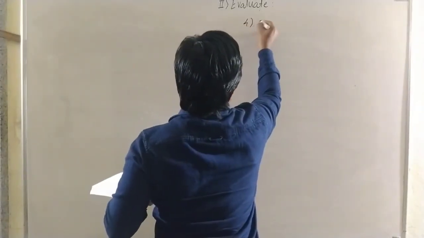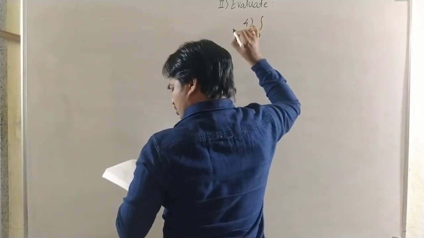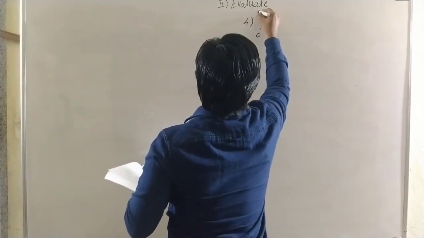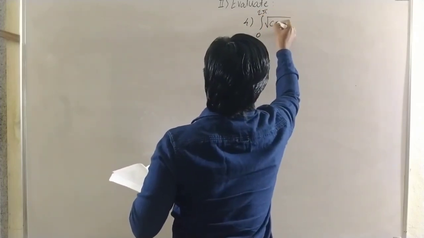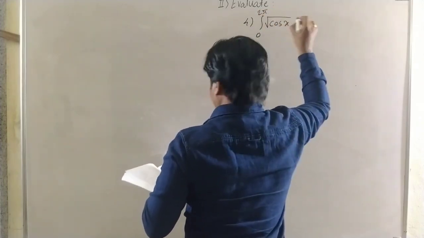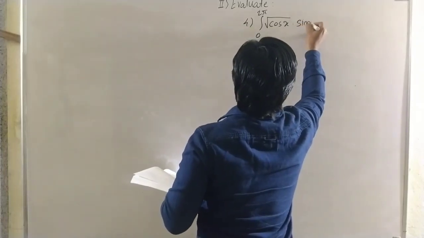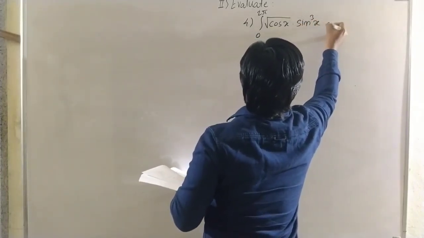Example number 4: integral from 0 to 2 pi of under root cos x into sin cube x dx.